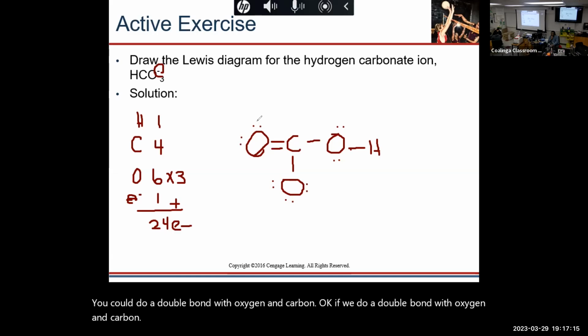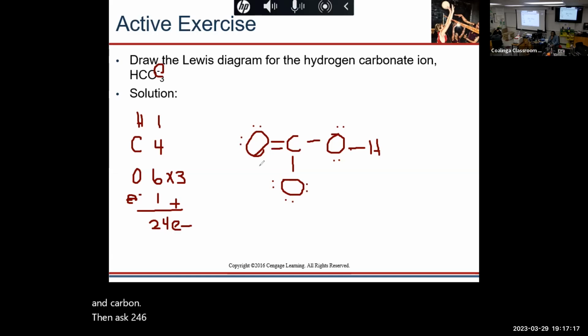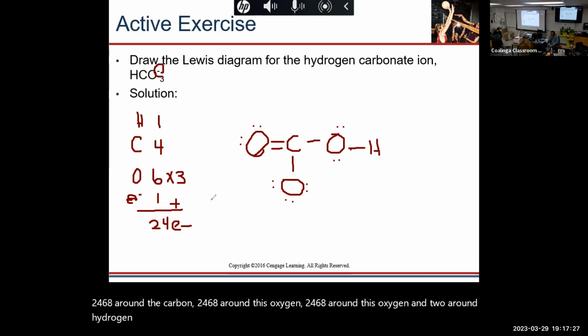Okay, so then that's 2, 4, 6, 8 around the carbon, 2, 4, 6, 8 around this oxygen, 2, 4, 6, 8 around this oxygen, and 2 around hydrogen. So we need a total of 24 electrons. That's 2, 4, 6, 8, 10, 12, 14, 16, 18, 20, 22, 24. That's all 24.